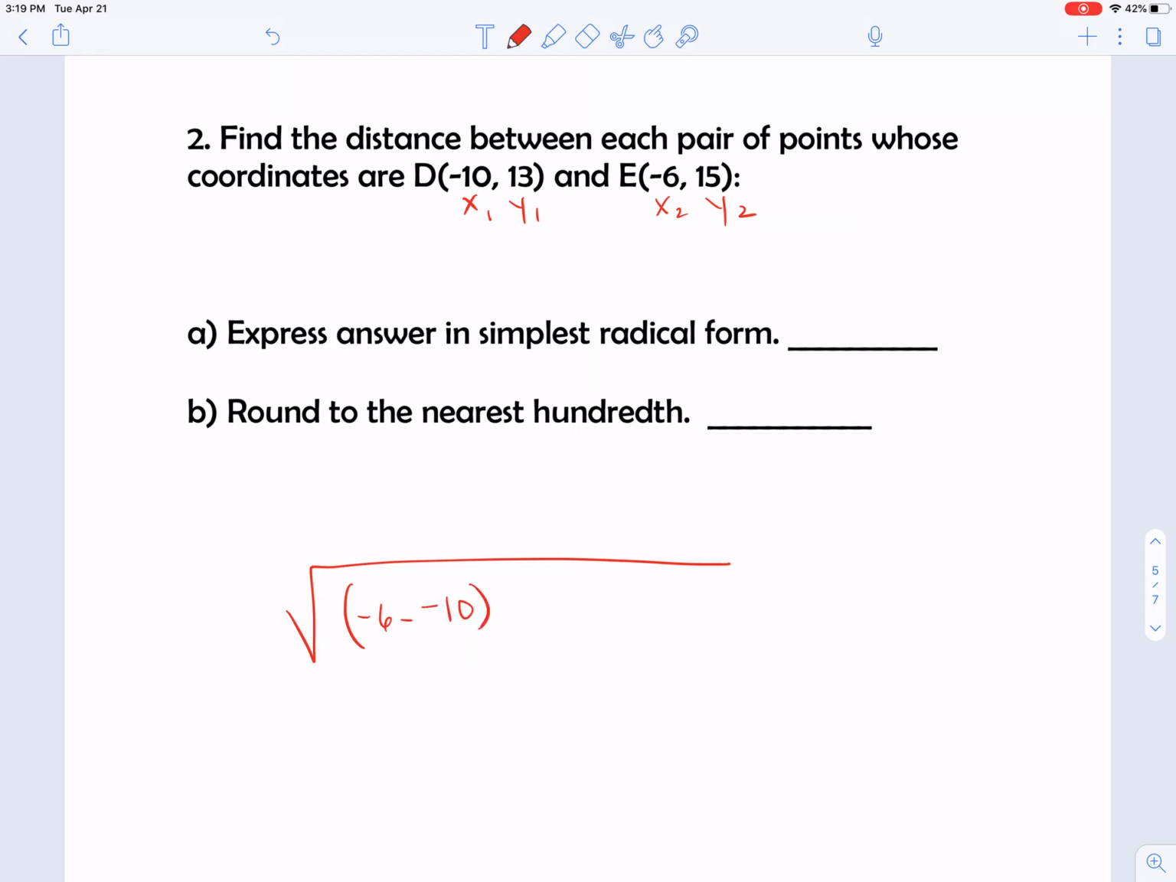So negative 6 minus negative 10, which I could just put plus 10, plus, oh my God, it's thundering so badly outside, 15 minus 13 squared.